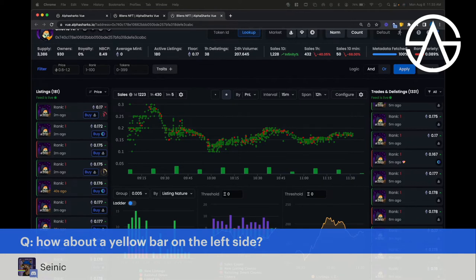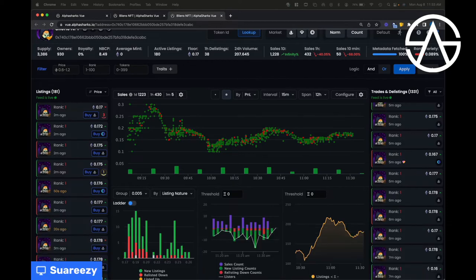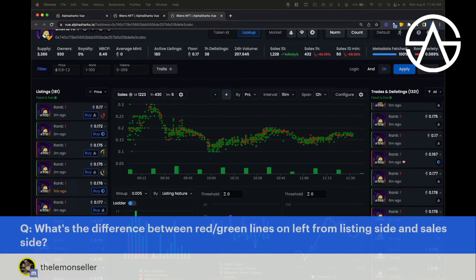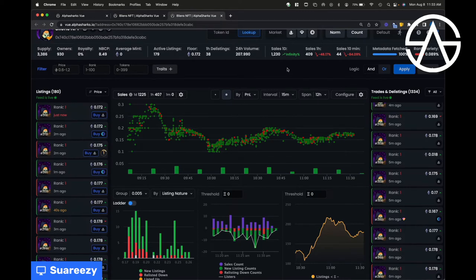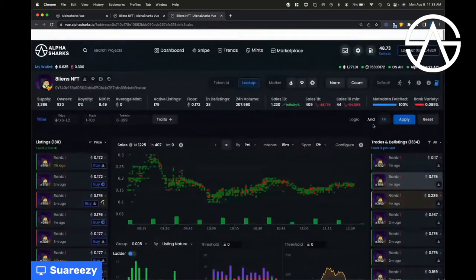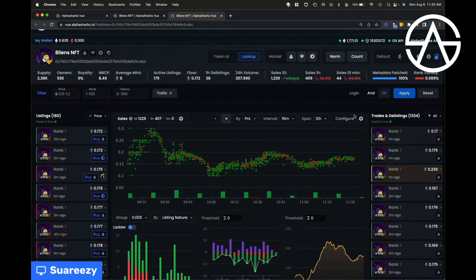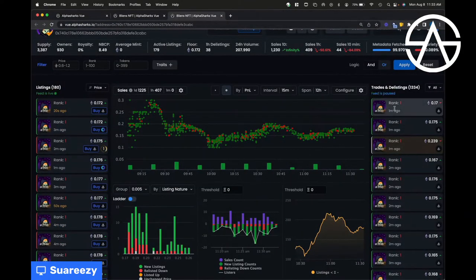Scenic, how about the yellow bar on the left side? I'm not sure what you're speaking on there. What's the difference between the red and green lines from the left side, listings and sales side? There's going to be no difference in the colorway on the left hand side. The one main difference is that listings are obviously listings that have not been filled, meaning these are up for sale but not sold. These are where the transactions actually are on the blockchain.